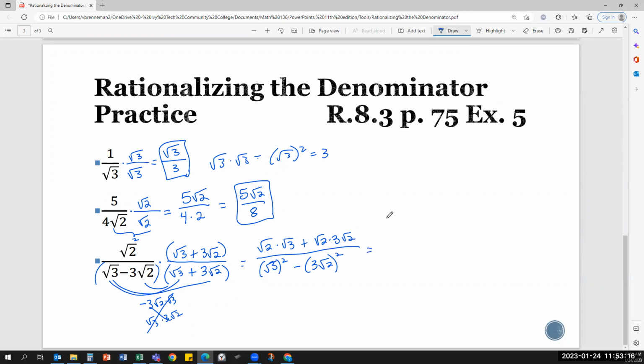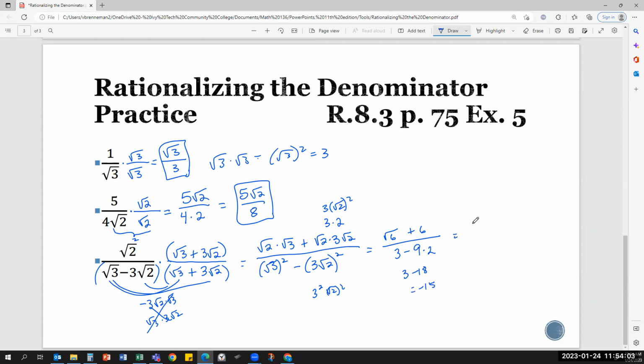So on the top, square root of 2 times square root of 3, I can multiply the 2 and the 3. That's square root of 6. Then the square root of 2 times 3 square root of 2, the square roots of 2 times each other just turn into a 2. If you need to write that as square root of 2 squared to see that, certainly feel free. But so we end up with square root of 6 and then plus 6 on top. On the bottom, square root of 3 squared is 3. And then we're squaring the 3 and the square root of 2 each. So we have then 9 times 2. And so that's 3 minus 18, which is negative 15.